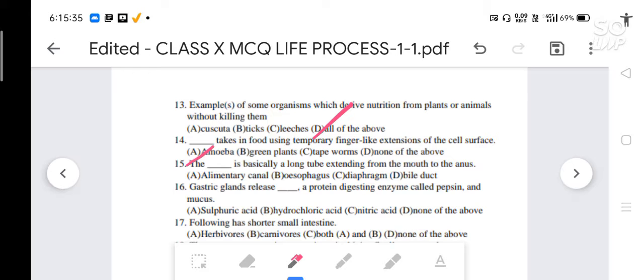The dash is basically a long tube extending from the mouth to the anus. Almost all students thought of the esophagus, but that was the wrong answer.